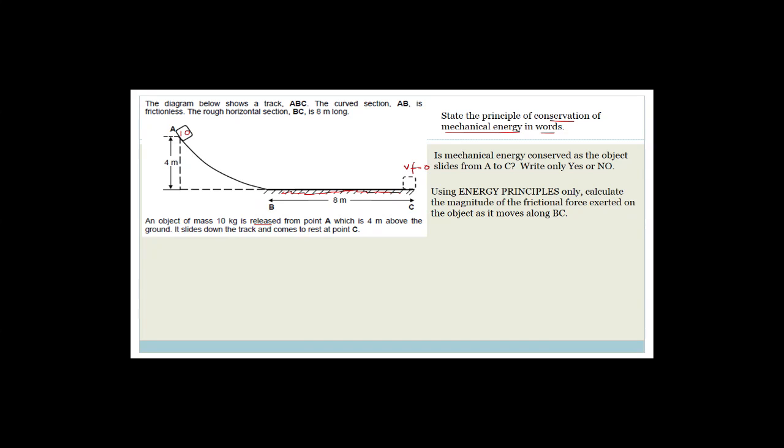Now it says, is mechanical energy conserved as the object slides from A to C? Write only yes or no, and the correct answer is no. Why? Because of the friction over here. From A to B, yes, mechanical energy is conserved because there's no friction. From B to C, no, because there is friction. Now it says, use energy principles only. Calculate the magnitude of the frictional force exerted on the object as it moves along BC.